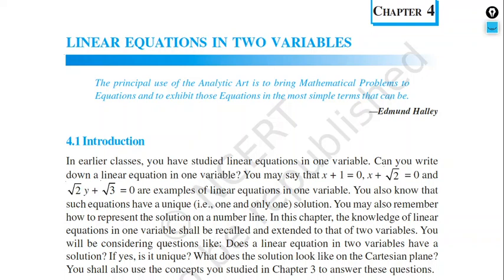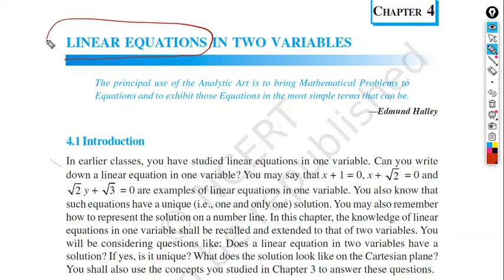So now we are going to discuss chapter four, linear equations in two variables. Before going to linear equations in two variables, we would like to discuss what is a linear equation. If you remember, you have already studied this in your previous class. So let's see what is a linear equation. A linear equation is an equation in which the variable has highest power as 1.